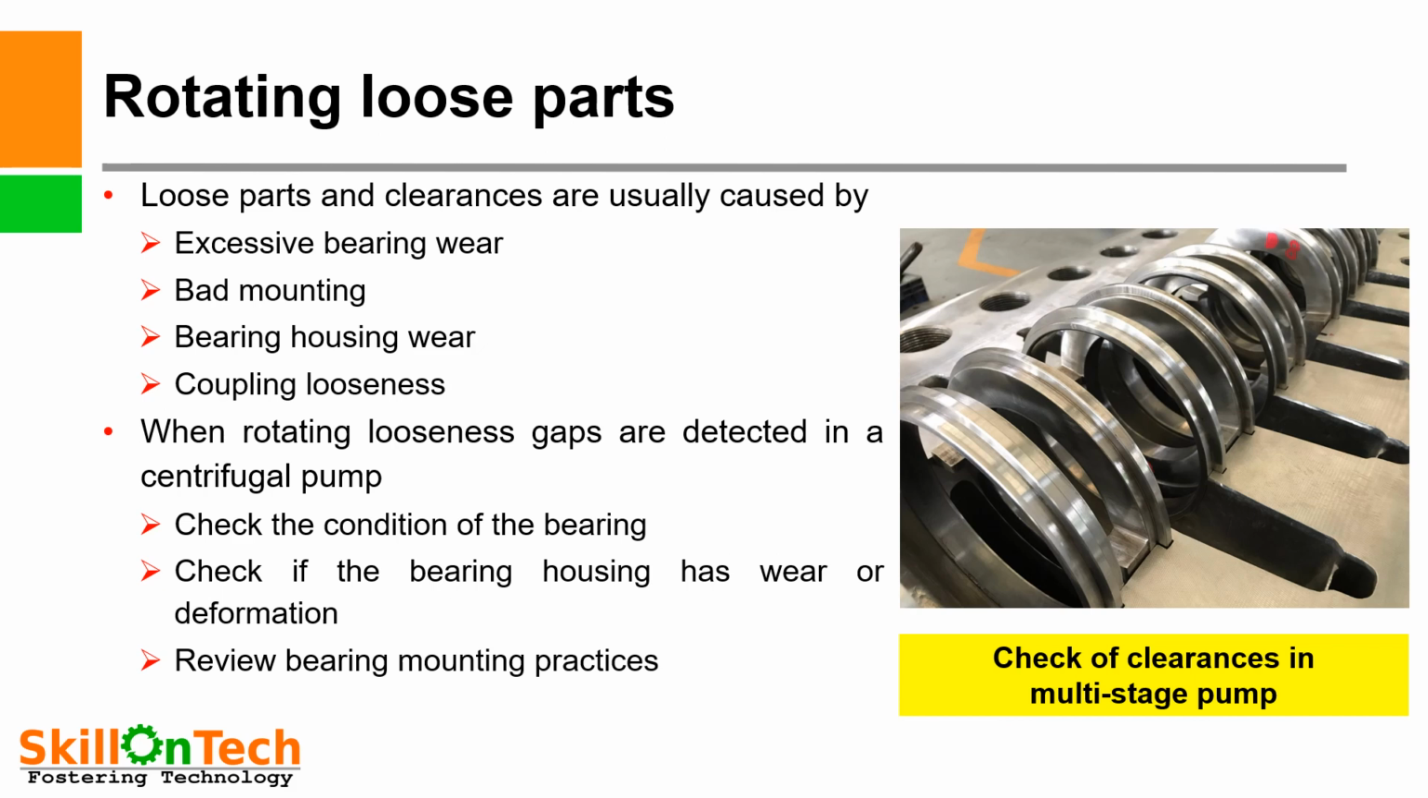Bearings generally get wear and tear due to bad mounting; bearing housing wear occurs; coupling looseness is one very important reason. When rotating looseness gaps are detected in a centrifugal pump, then check the condition of the bearing. Check if the bearing housing has wear or deformation. Review bearing mounting practices. You can see a picture where a check of clearance in a multi-stage pump is carried out.